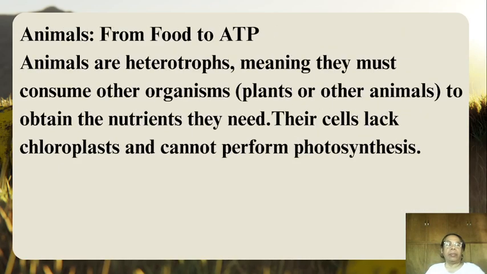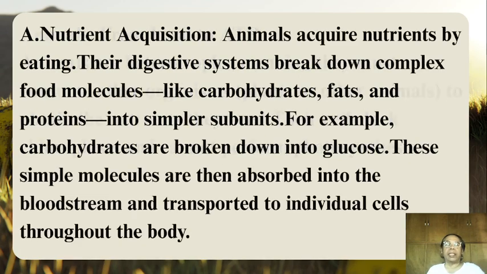Let's continue. Animals: from food to ATP. Animals are heterotrophs, meaning they must consume other organisms, plants or other animals, to obtain the nutrients they need. Their cells lack chloroplasts and cannot perform photosynthesis. Nutrient acquisition: animals acquire nutrients by eating.